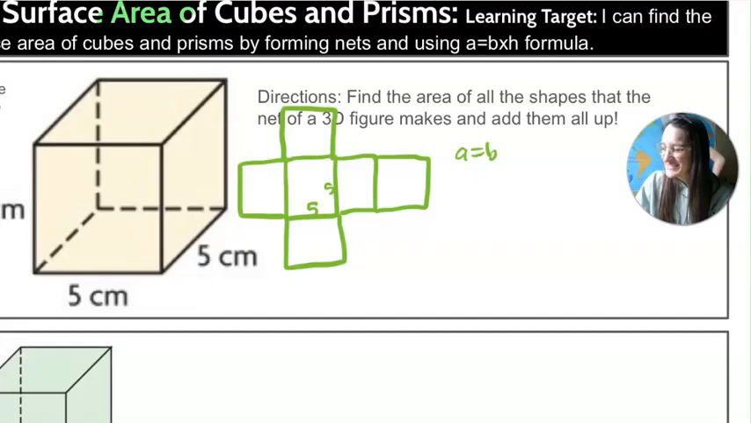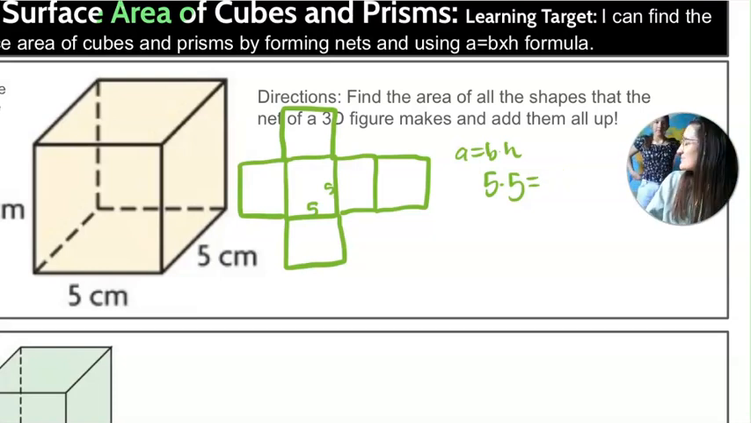Area equals base times height. Base is 5, height is 5. We've got 25 centimeters.